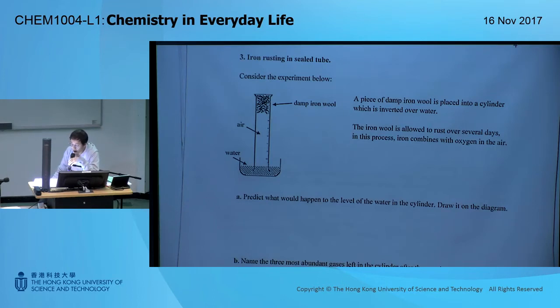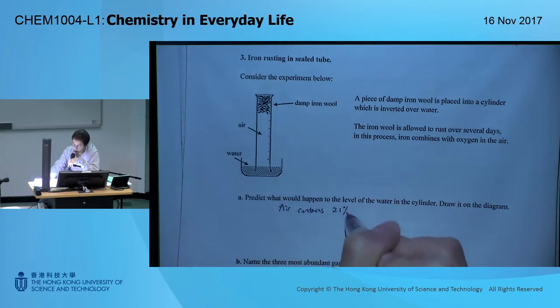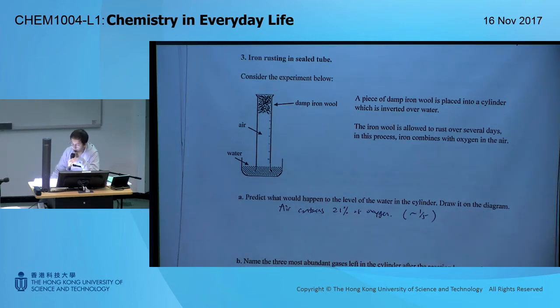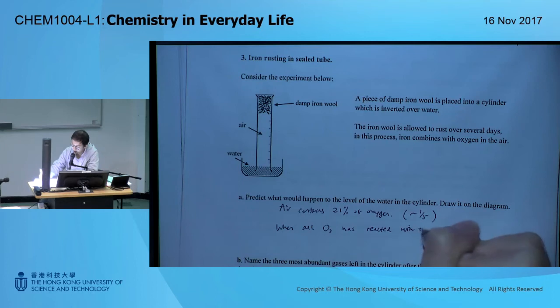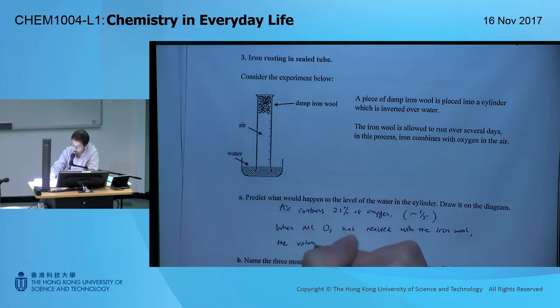So once oxygen is used up, then the water level has to go up. So because the air contains how much oxygen? Well, air contains 21% of oxygen. So that's around a fifth of the air's volume. So when all the oxygen is reacted with the iron, the volume will decrease by a fifth. So the water level rises up.